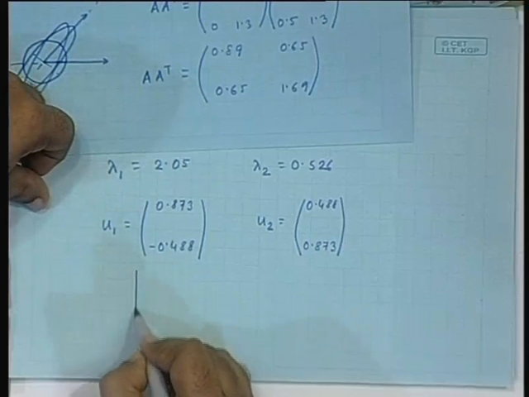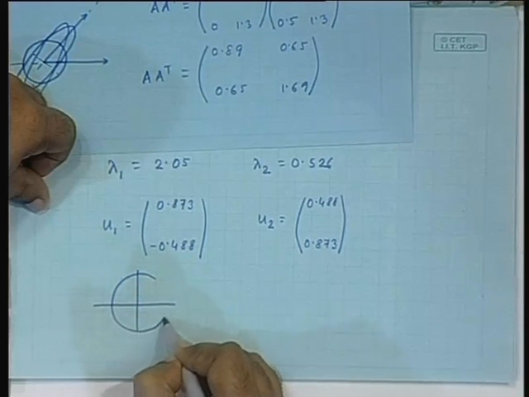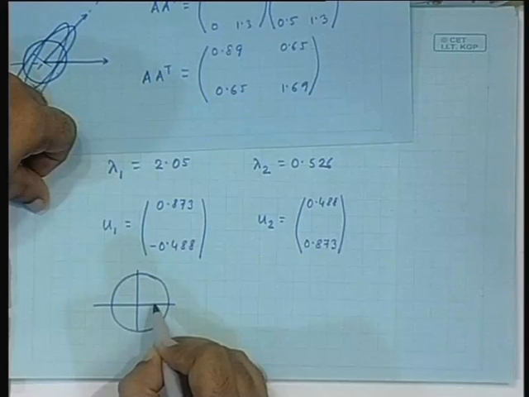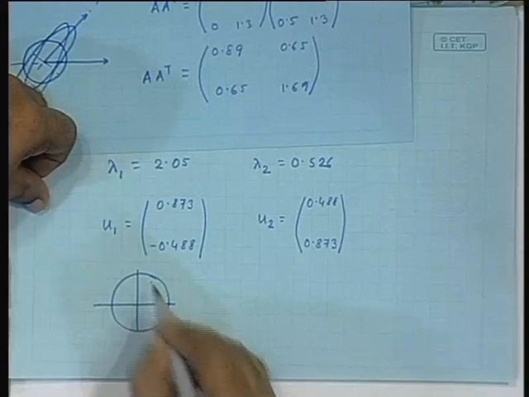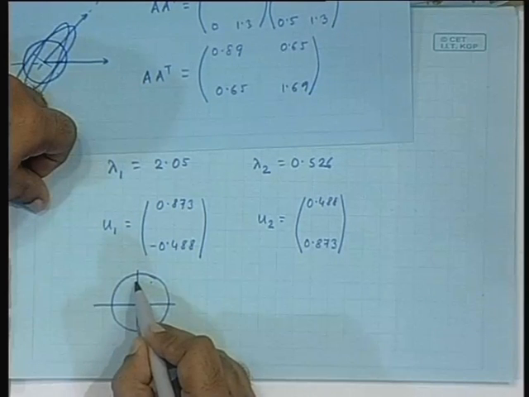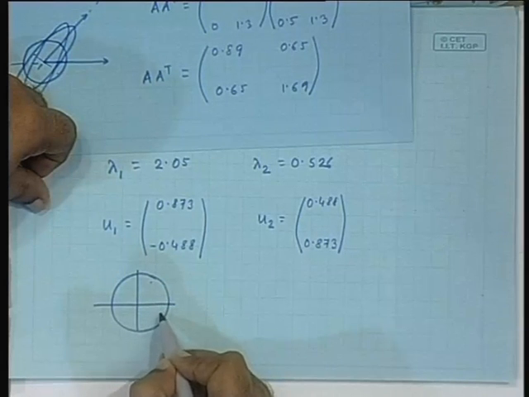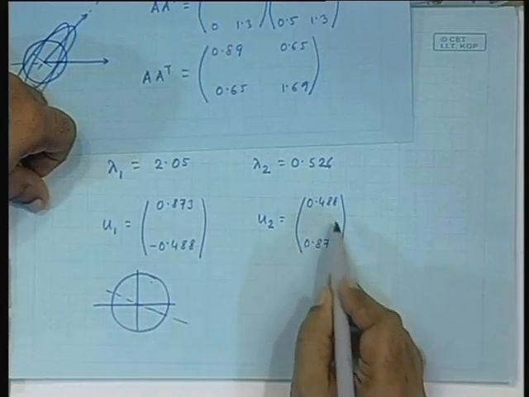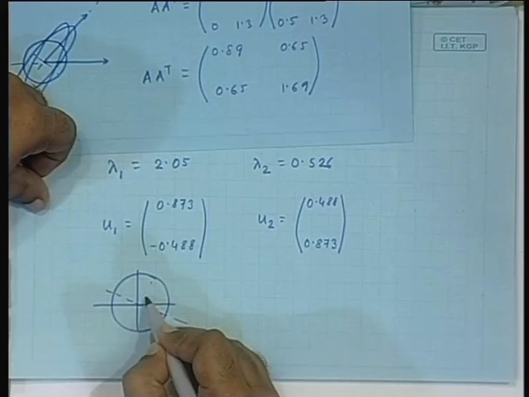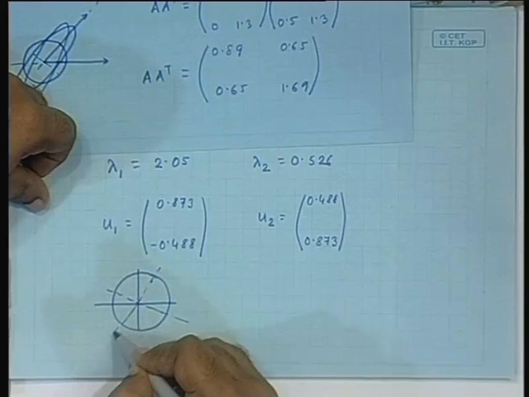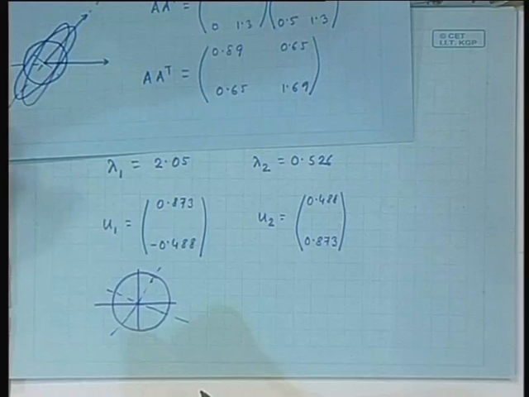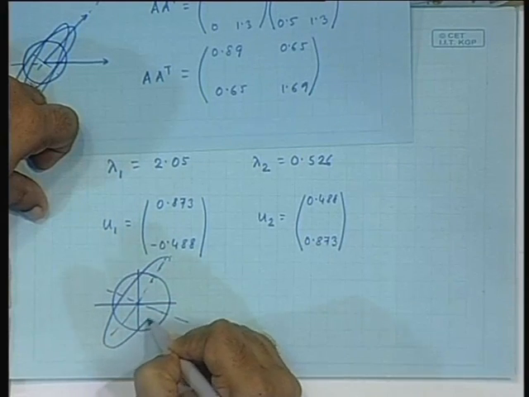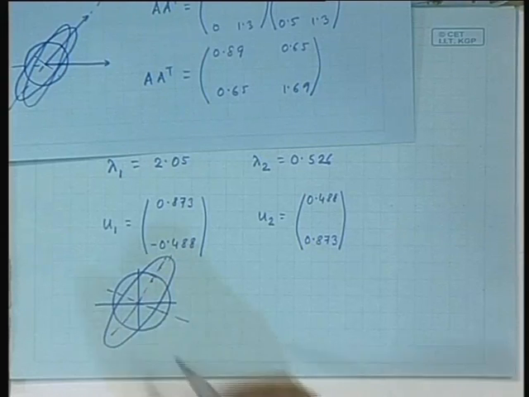So, if you start from the circle, it will turn into an ellipse with these eigenvectors. So, this eigenvector, how do I draw? This is 0.8 something, so it will be up there and down like this. This will be one direction, and this will be another direction. So, this will be expanding along this and contracting along that. This is the ellipse that you get, and these are the major axis and minor axis.